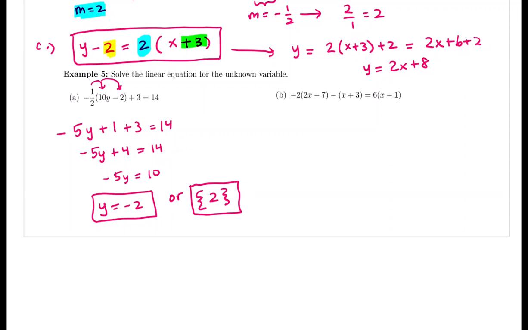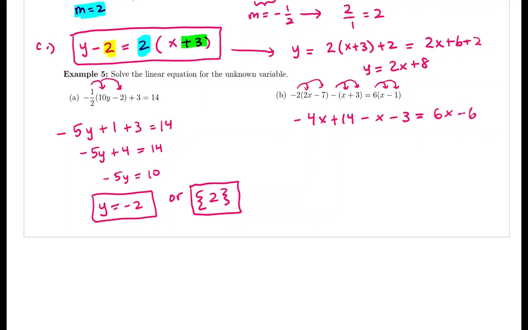In part B, we have the equation -2 times the quantity 2x minus 7 minus the quantity x plus 3 is equal to 6 times the quantity x minus 1. In this case, I need to do a lot of distribution. So if I do some distribution, I will have -4x plus 14. I need to do more distribution here. Minus x minus 3 is equal to, and then the last distribution I would have equals 6x minus 6.